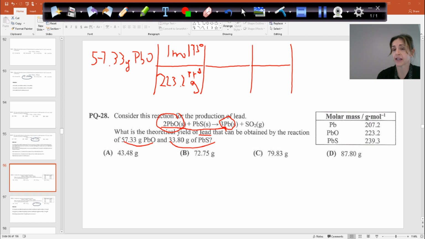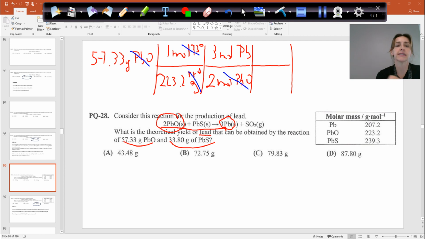Well, let's think about it. What do I want to get? I want to get to the Pb, right? So the 3 goes on top because that's where I'm going. So 3 moles of Pb for each 2 moles of PbO. And once everything is canceled out, these moles of PbO cancel with these moles of PbO, and these grams of PbO cancel with these grams of PbO. So after I've done these calculations, I am left with moles of Pb.